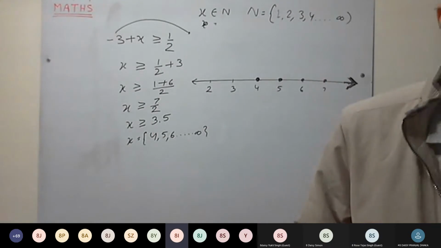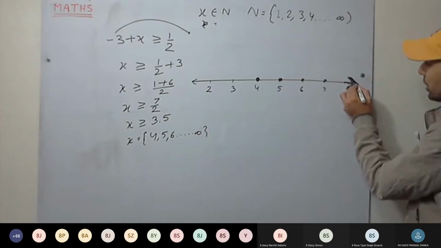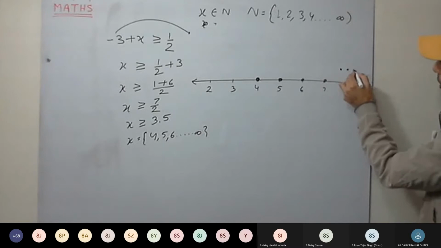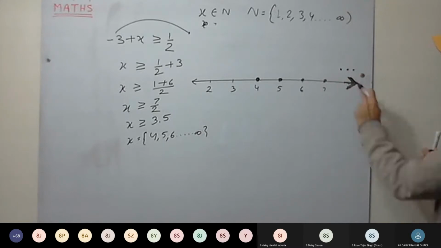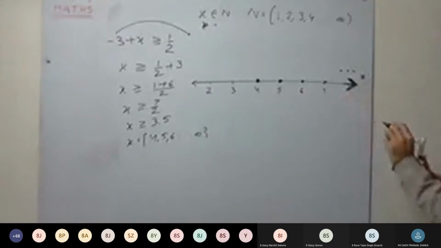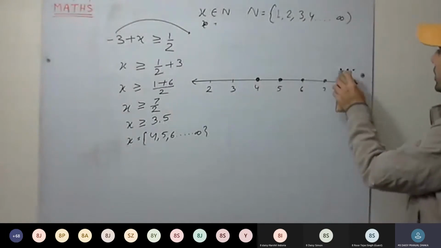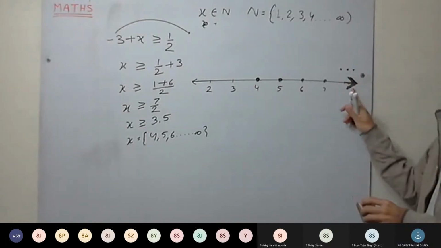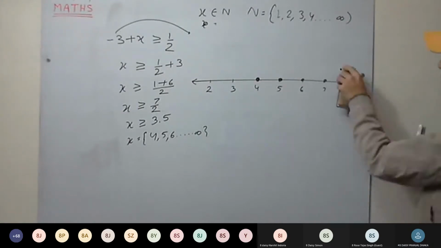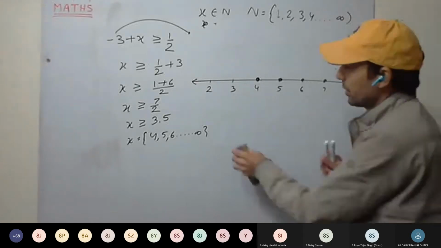Sir, for showing infinity, what can we do? For showing infinity, make this arrow bold, or on top put 3 arrows, or 3 dots. This shows up to infinity. Mainly I have seen the arrow, not the dots. Mainly the arrow is made bold. Okay, this question is fine.